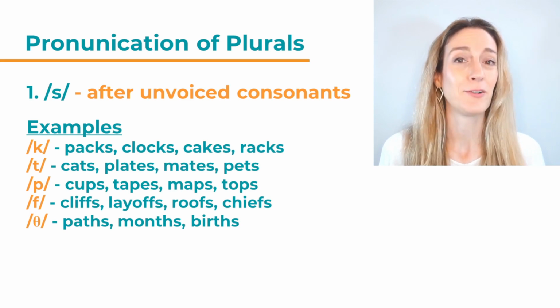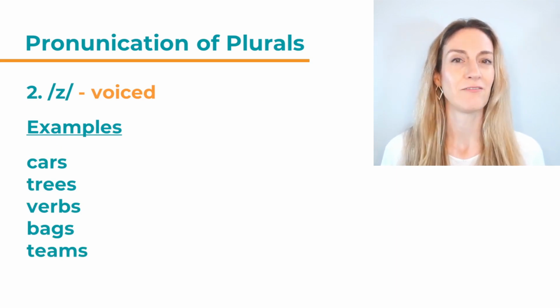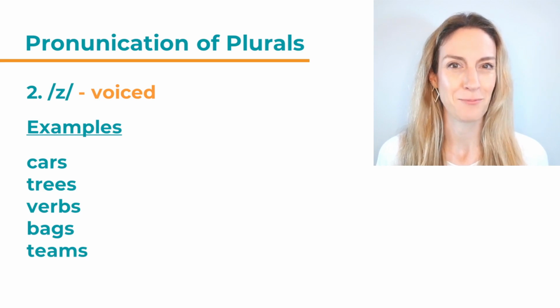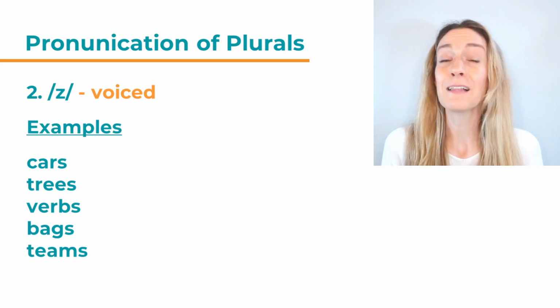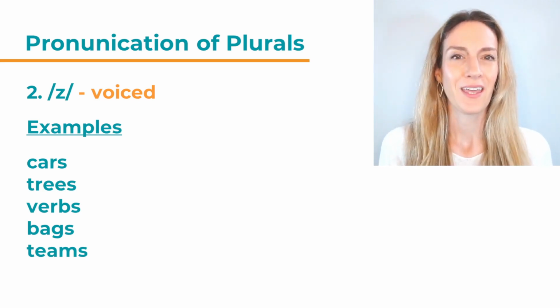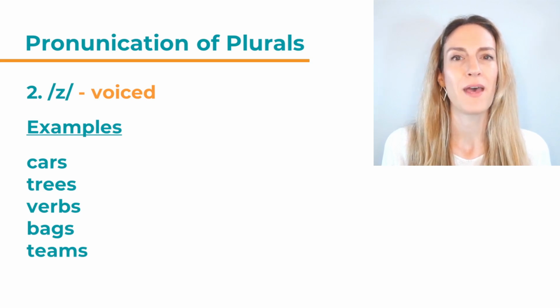All right, let's have a look at the second category, and that is for the sound Z, the voiced Z, also fricative. Now let's look over some examples. I'm going to read them out, and again I want you to pay attention and tell me what they have in common apart from the Z at the end, of course. Cars, trees, verbs, bags, teams.